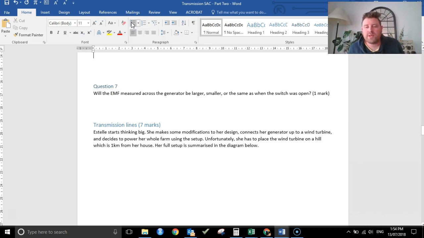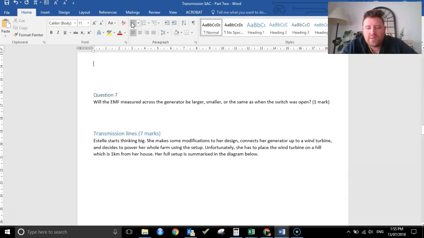Question 7 was pretty closely related to question 6, so if you've just skipped to here, maybe look at the question 6 one first. But question 7 asks, will the EMF measured across the generator be larger, smaller, or the same as when the switch was open? People sort of talk themselves into a corner with things like back EMF and thinking that, well, the lights are kind of stealing some of that voltage, so maybe there's going to be less voltage there.